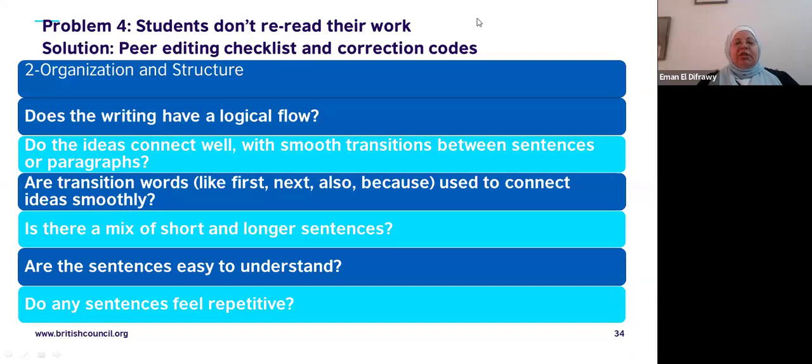What about organization and structure? Does the writing have a logical flow? Do the ideas connect well with smooth transition between the sentences? Are transition words used to connect ideas together? Is there a mix of short and longer sentences? Are the sentences easy to understand? Do any sentences feel repetitive? Some students kind of repeat sentences.